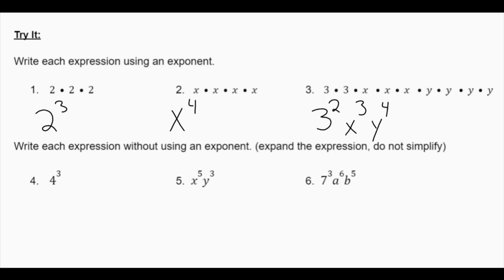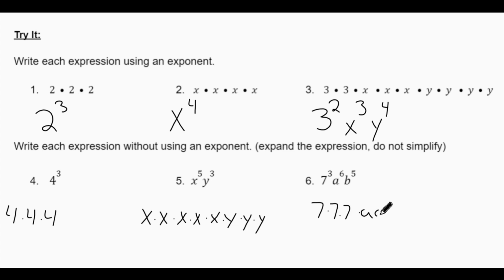Now I want to reverse it. I want to write each expression without using the exponent. So I have 4 to the third power. This would be 4 times 4 times 4. x to the fifth, y to the third would be x times x times x times x times x times y times y times y. And 7 to the third, a to the sixth, b to the fifth would be 3 sevens, 6 a's, and 5 b's.